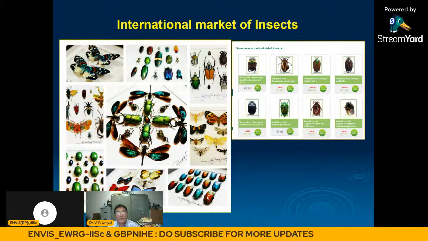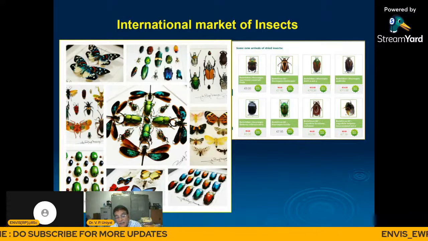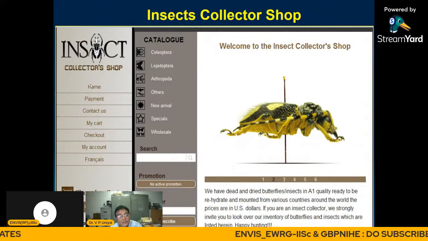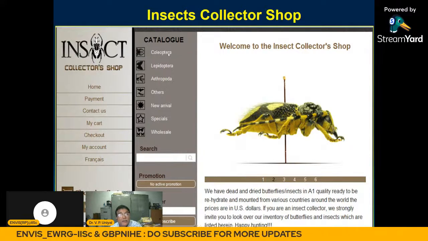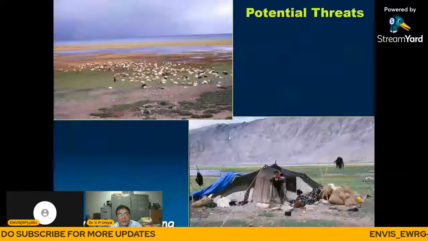There is a large number of websites selling and purchasing those insects, collected from the forest area. Basically, it is a cause of decline this way. The character shop is available. You can use your card and you can log in, and this is a different group of insects, Coleoptera, Lepidoptera, Arthroptera, and other group species available over here.